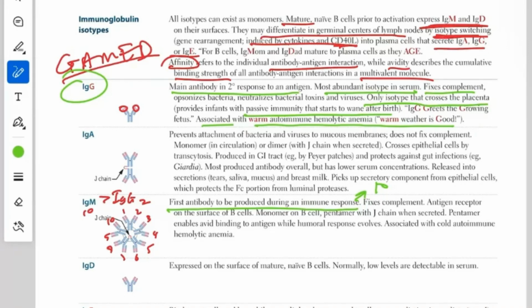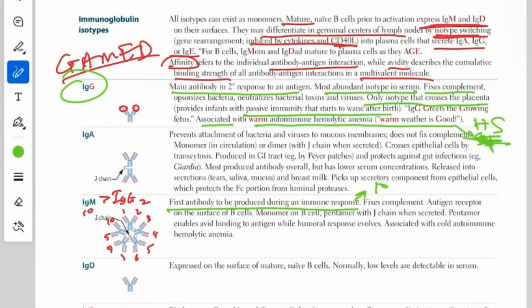And this disorder has a similar presentation to hereditary spherocytosis, right? It's a similar disorder to hereditary spherocytosis. The only difference is that in hereditary spherocytosis, the Coombs test is negative.